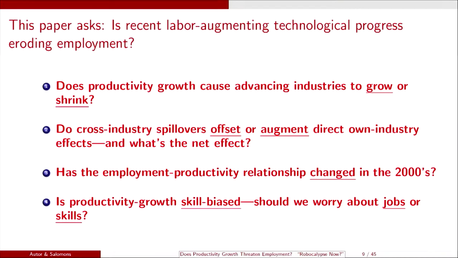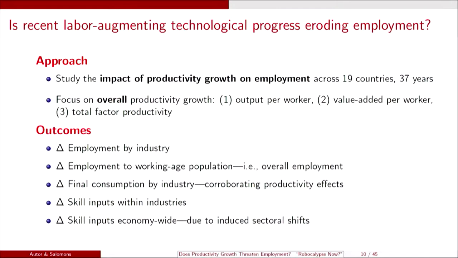So our approach is very broad brush. We're going to look across 19 countries, 28 industries, and 37 years. We're going to focus on overall productivity growth measured as either output per worker, value added per worker, or total factor productivity. And we're going to look at employment by industry, employment to working age population, consumption, just to corroborate the productivity effects, skill inputs within industries, and then sectoral shifts that may shift demand for skills. And we're going to do that in the course of 17 minutes.